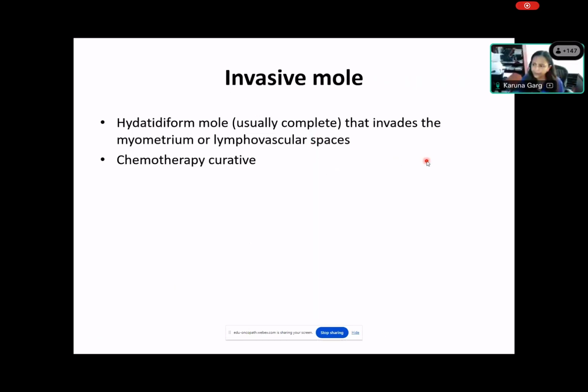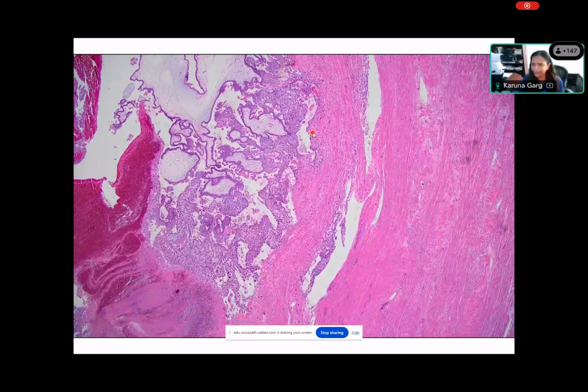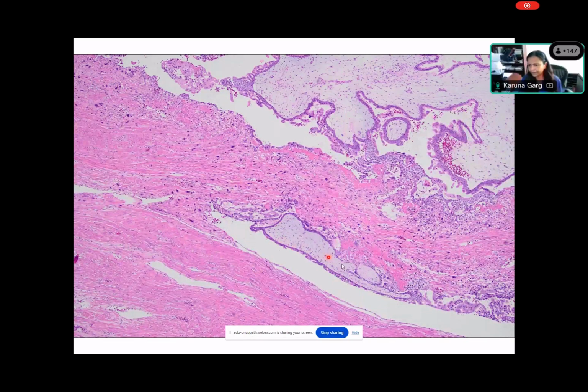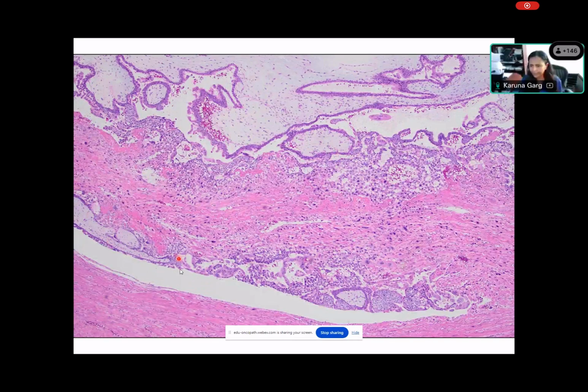There are rare cases of molar pregnancy that invade the myometrium or lymphovascular spaces, and these are referred to as invasive mole. We had a case recently like this. This was a complete mole, and the villi had invaded into the myometrium. We were even worried about LVI, although we couldn't really prove it in this case. But you can see there are villi diving down into the myometrium over here. So this was a case of a complete mole that was invasive. Same thing over here. There were villi. We were wondering if this is a vascular space, so I signed it out as suspicious for vascular invasion.